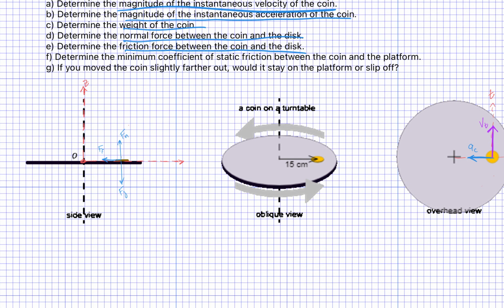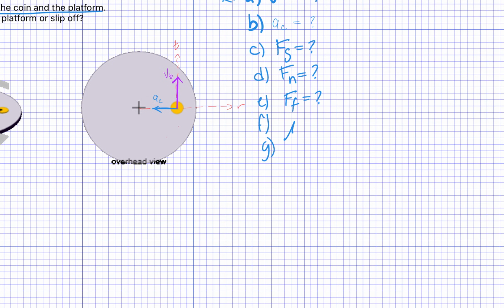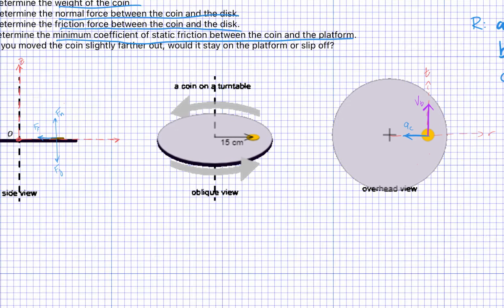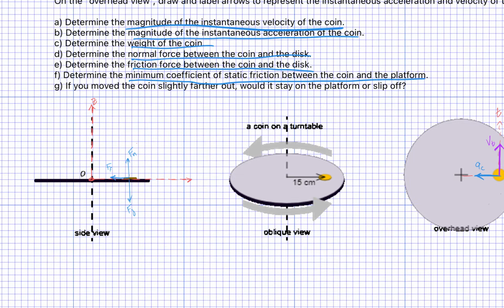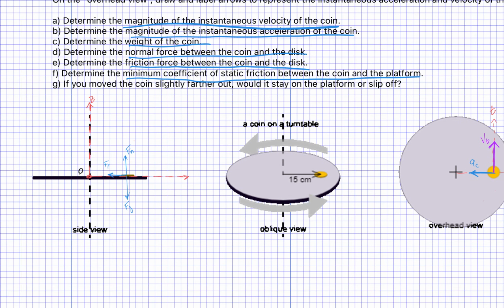F, determine the minimum coefficient of static friction between the coin and the platform. So the reason they asked for the minimum here, again, that's mu, is that if it was any less, the coin's just going to slip off, and none of this is actually going to work out, right? My a sub c will not be enough to keep the coin on the turntable.